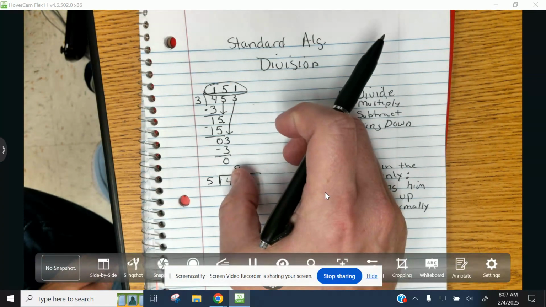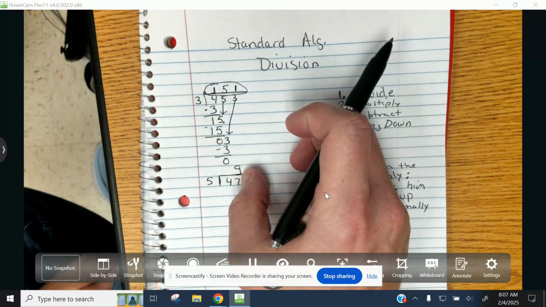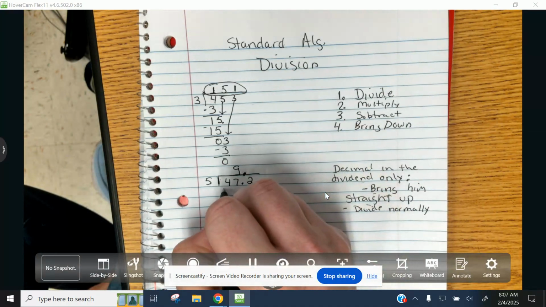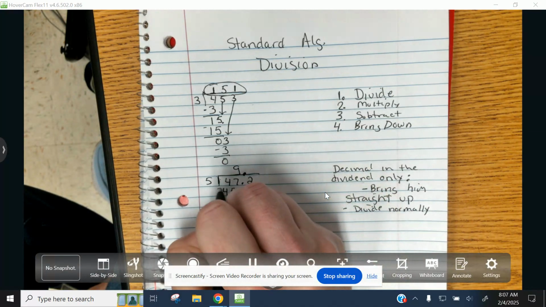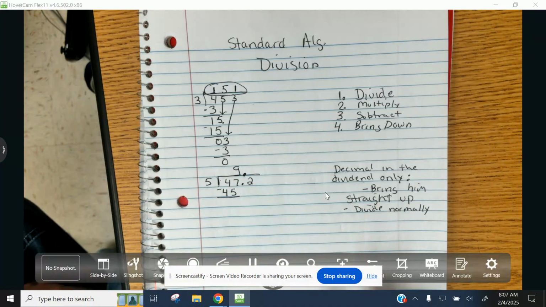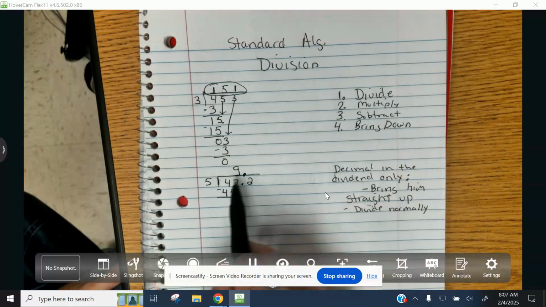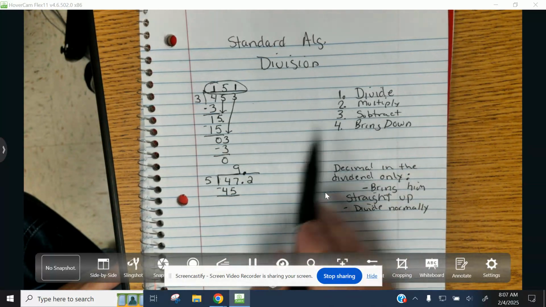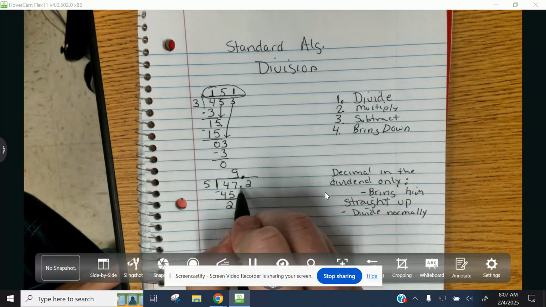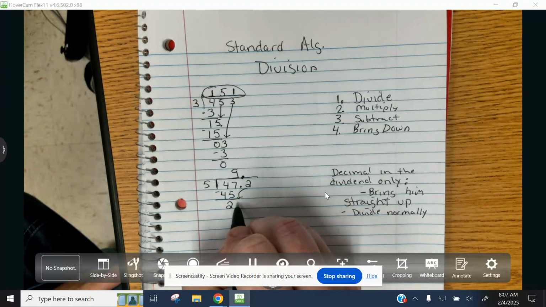So 5 could not go into 4. He was too big. 5 can go into 47. I have to use the best number, okay? If I do not use the best number, and I'll show you this in a second, it will not work, okay? So I multiplied 9 times 5 to get 45. Now I subtract and I get 2. Ignore that decimal and just bring the other 2 down.